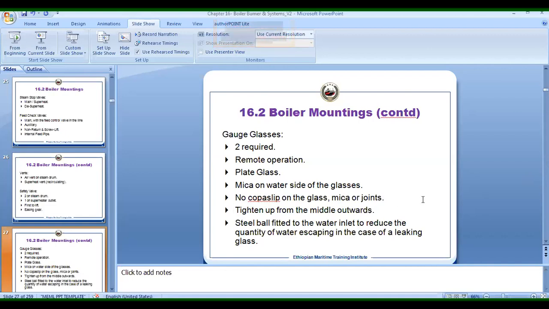And in case the gauge glass breaks, on the water inlet side, you also have a steel ball fitted, so that instead of the water rushing out, the steel ball will immediately go and close, basically shutting off the pipe where it is fitted. The diameter of the steel ball is larger than the diameter of the pipe through which the water is going to the gauge glass. So if the plate glass shatters, the steel ball will go and block it off.